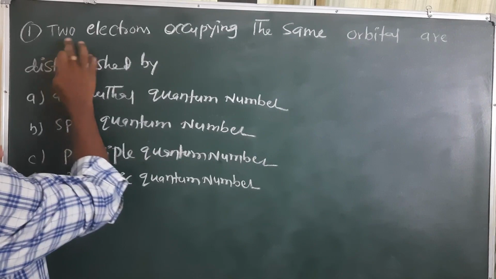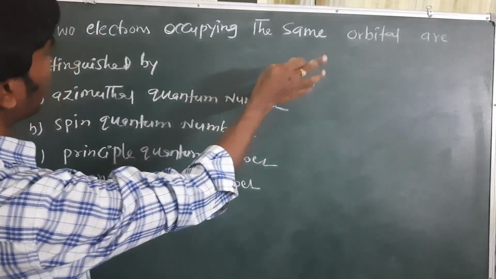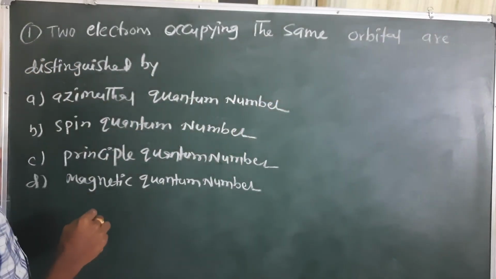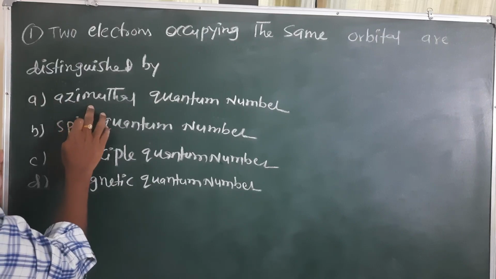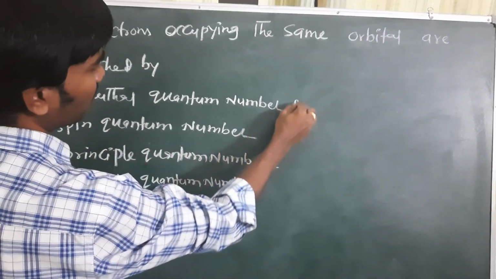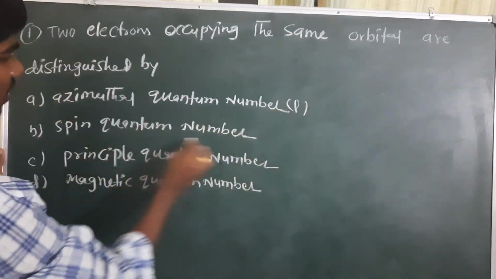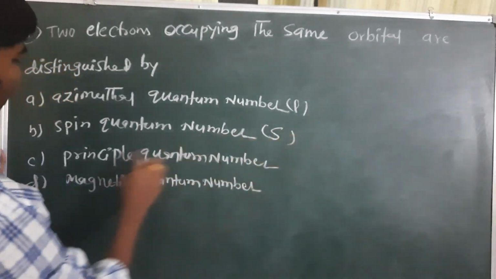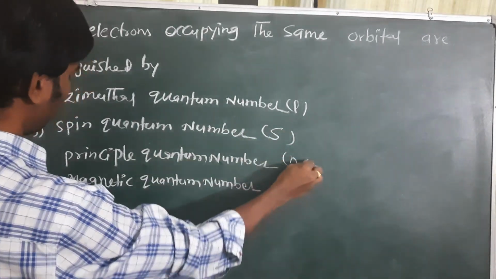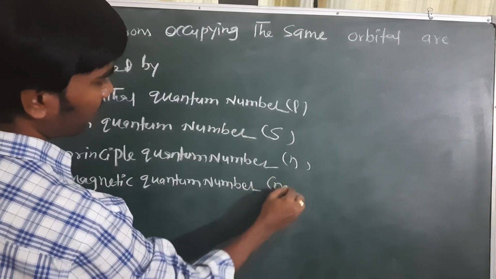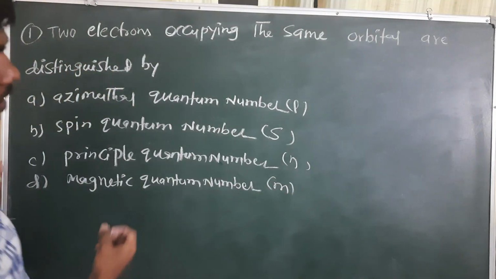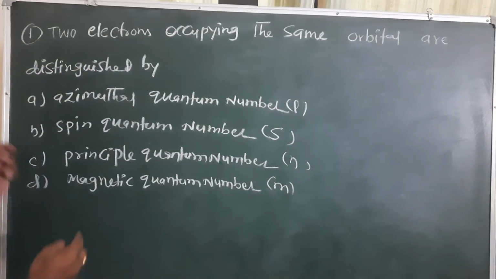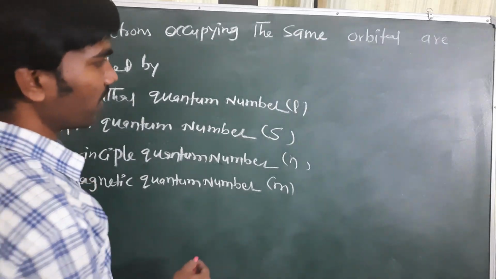Next question: two electrons occupying the same orbital are distinguished by azimuthal quantum number L, or spin quantum number S, or principal quantum number N, or magnetic quantum number M. So they are asking like this. I will take one example, and based on that example I will explain.